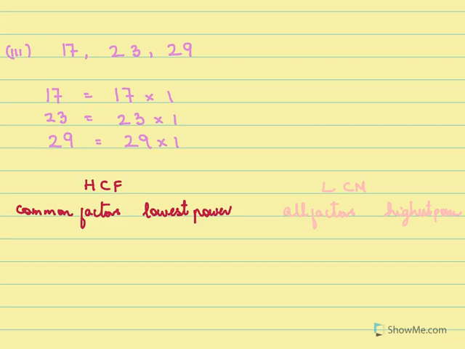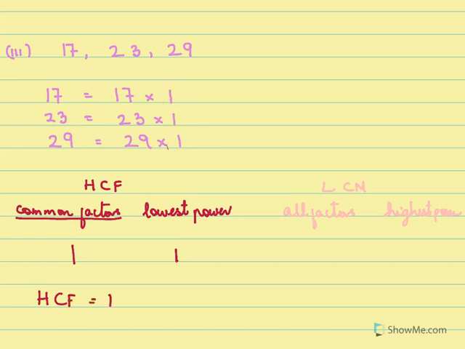So let us start doing the HCF. We need to write common factors. Now you see there are no factors common except for 1. There's 1, 1 and 1 here. So the common factor is 1, lowest power is 1. So the HCF equal to 1.